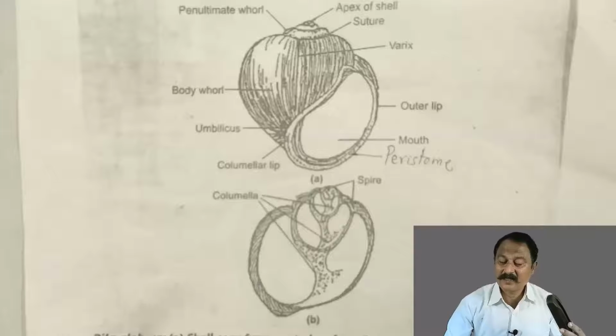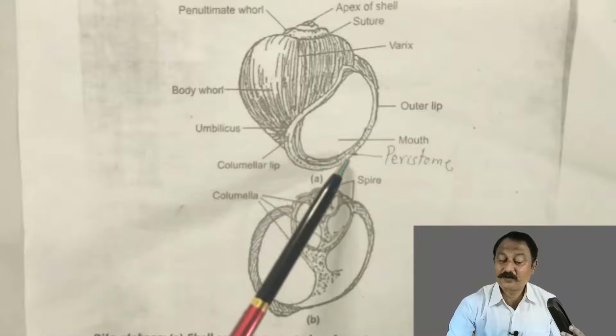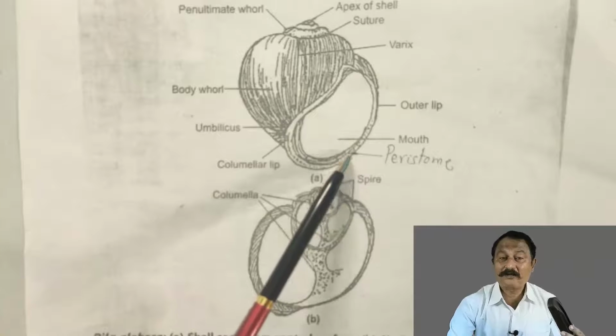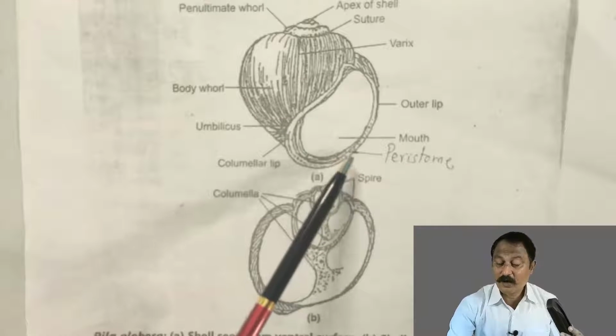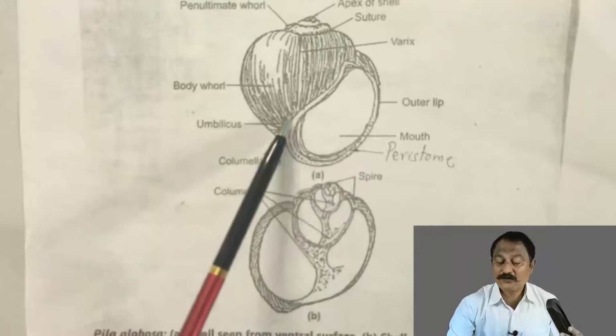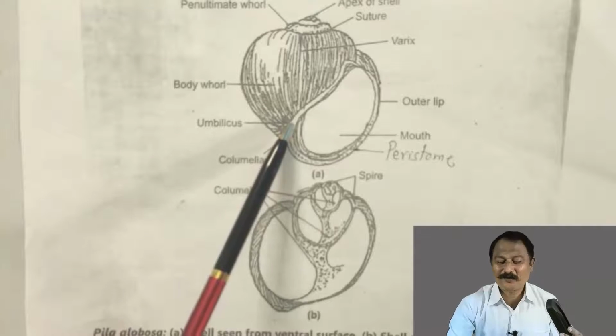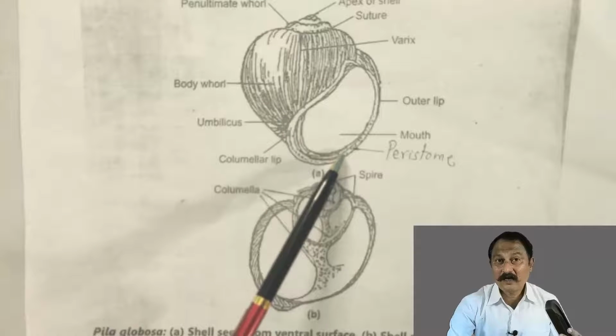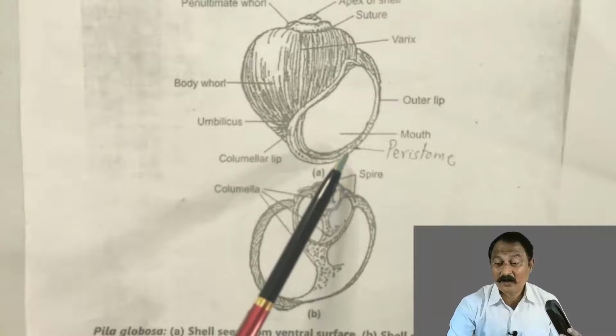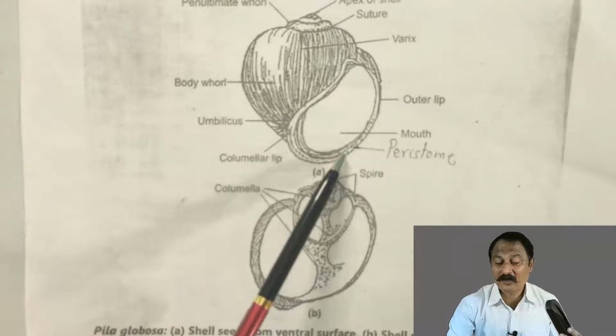If the shell of the Pila is viewed from the ventral side, means from the foot, okay, with the peristome facing the observer. Which is the peristome? Here in this diagram. This is the peristome. Means this is the outer border of the operculum. This is the outer lip of the operculum. This is the inner lip of the operculum. This borderline outside, we call it the peristome, means outer border.